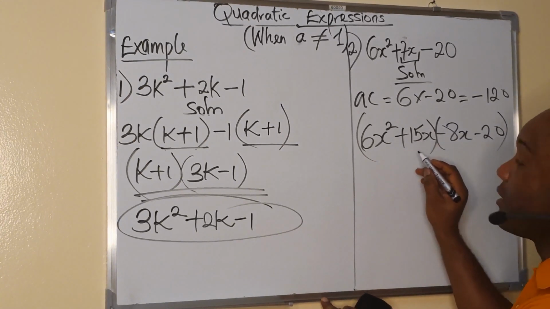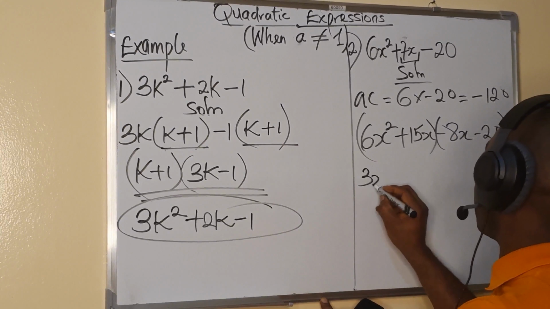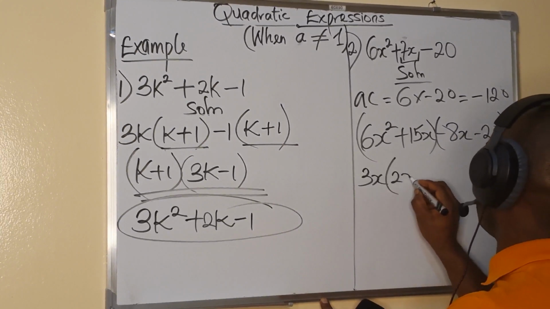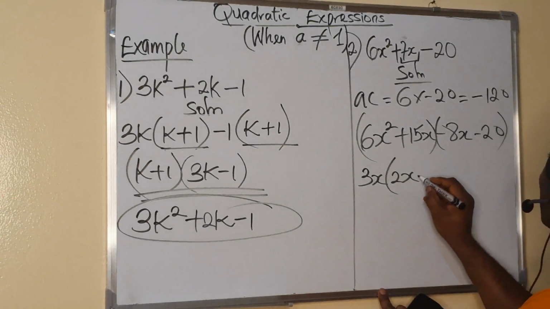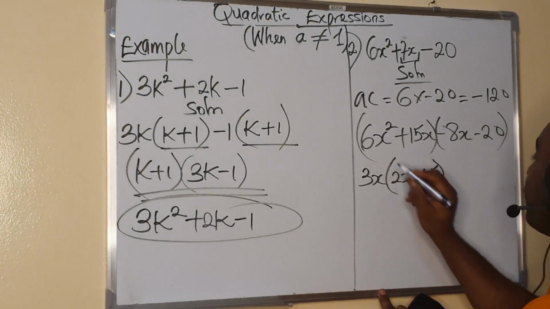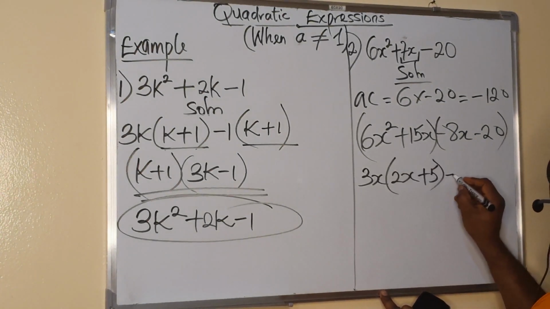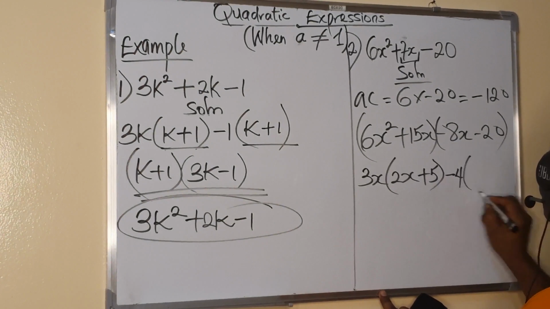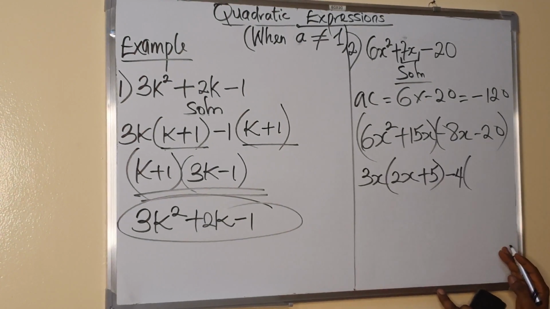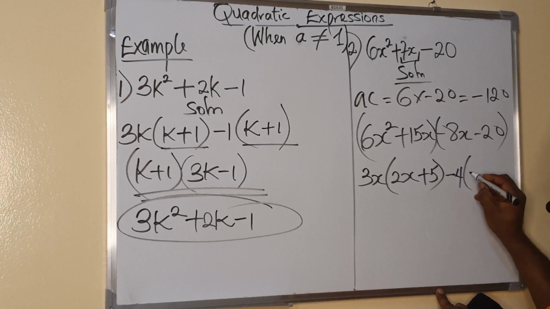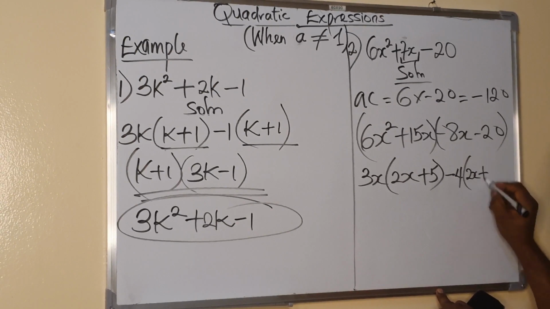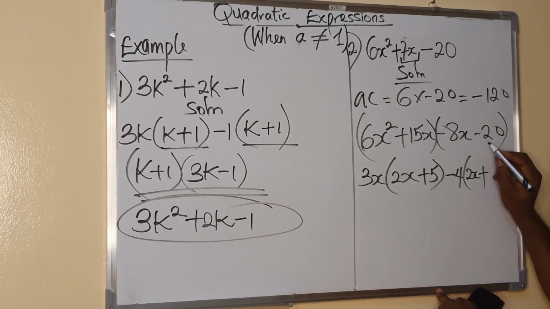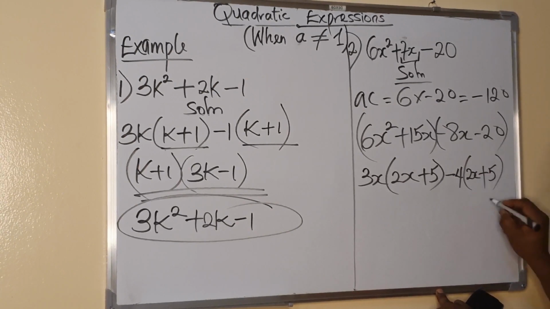6x and 15x have a common factor of 3x. So 3x times 2x will give us 6x squared. And then 3x times 5 will give us 15x. For this part, we notice that negative 4 is common between negative 8x and negative 20. Negative 4 multiplies 2x gives us negative 8x. Negative multiplies positive is the negative you have here. So 4 times 5 is 20.